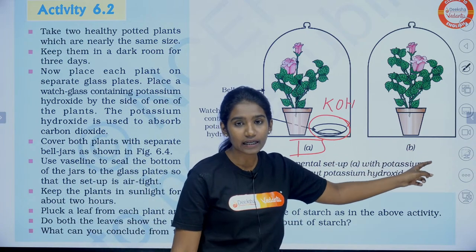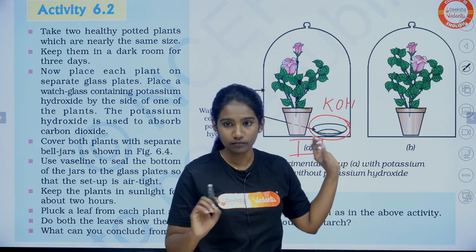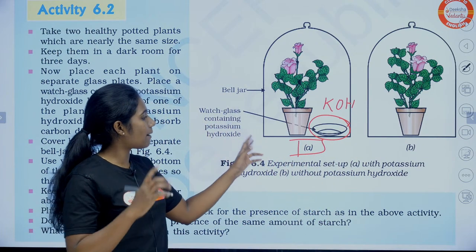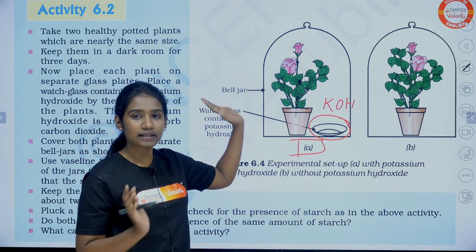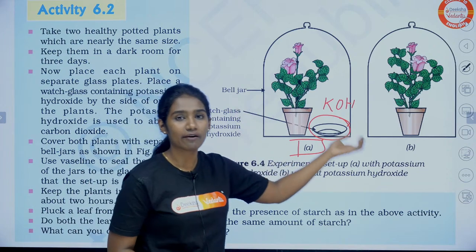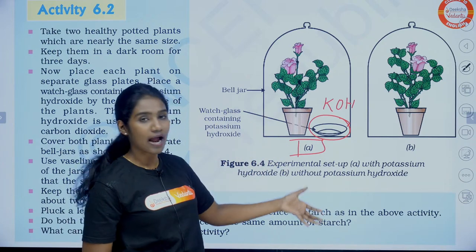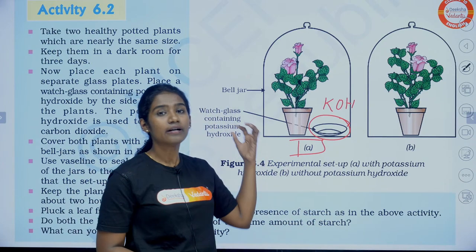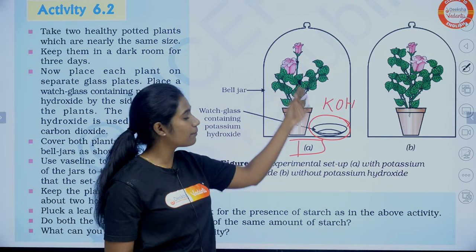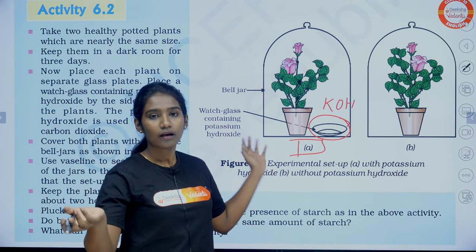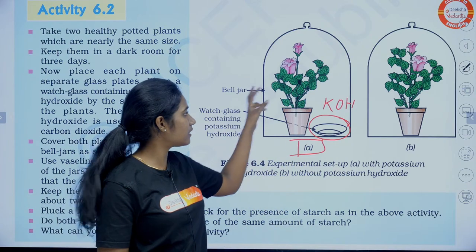Whereas in the second condition, KOH is not there, so carbon dioxide is present within this jar. Okay, so now what is happening in the first condition? Let's see. This plant is kept in a region where there is proper availability of sunlight, and water will be added to this pot. So the plant has a sufficient amount of water, sufficient minerals in the soil, and it is also getting sunlight. Also, the plant has already prepared food, because this was taken care of before taking it for the experiment.